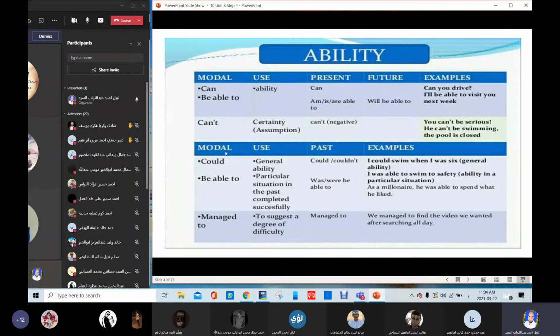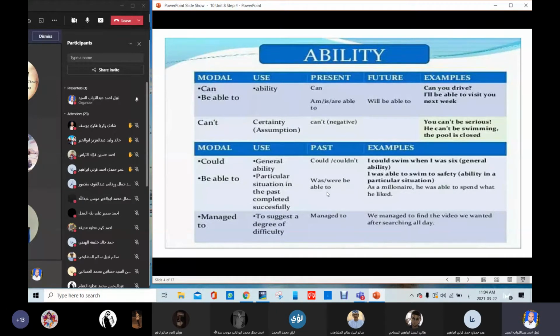When do we use could? We use could for general ability in the past. Could, couldn't. I could swim when I was 6. General ability. But we can use be able to, was able to, or were able to talk about ability in a particular situation in the past, completed successfully.